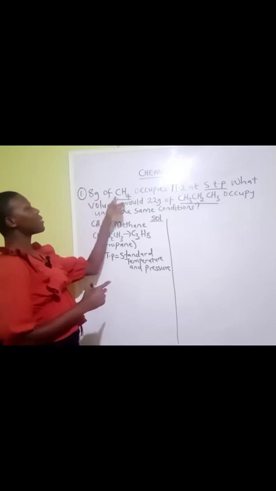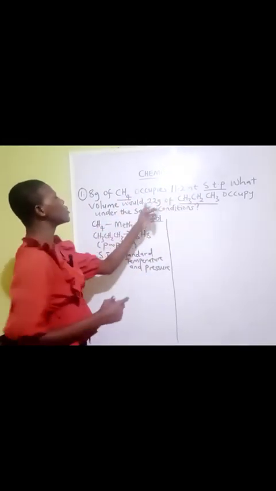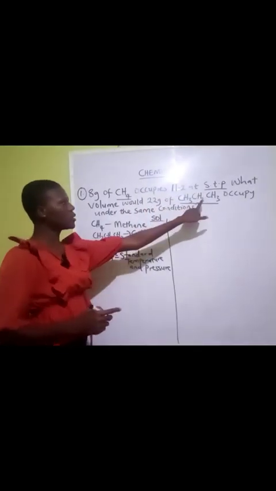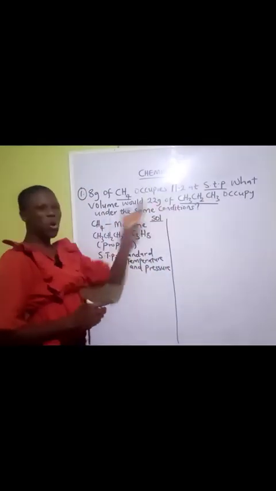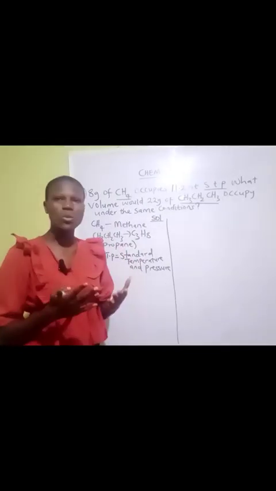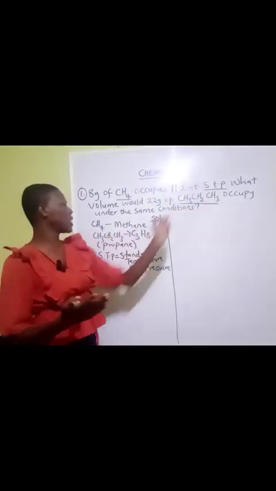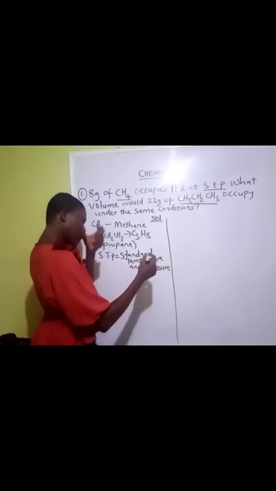It said 8 grams of CH4 occupies 11.2 at STP. What volume would 22 grams of CH3CH2CH3 occupy under the same conditions? Now, what does it mean? For us to solve this question, we need to understand how gases operate under STP, that's under standard temperature and pressure. Note this.